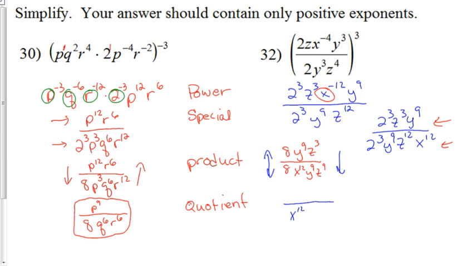The y's, there's the same number, so there's no extras. So they just disappear and cancel out. And then the z's, there are 6 extra. They are on the bottom. So we have to put a 1 on top to hold its place. And there's our final answer. Again, rewind it, look at it, see what you can do.